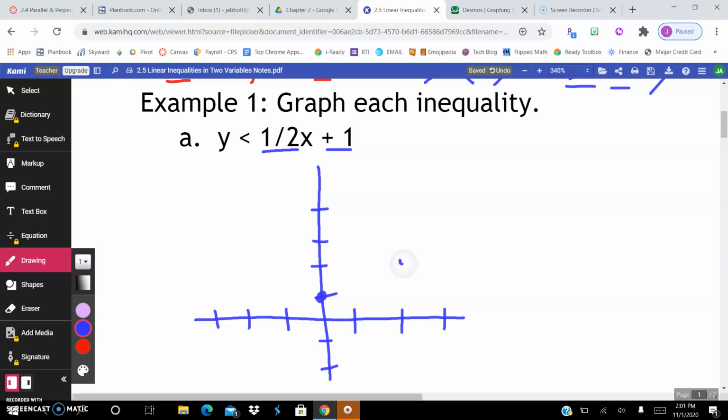So we'd be right here. We're going to put another dot. And then now it's time to look at our inequality symbol. It is not underlined. That means we're not going to include the answers that lay on the line. So we're going to have a dotted line. And then that symbol is also less than. It means less than, so that means we're going to shade underneath of our line.